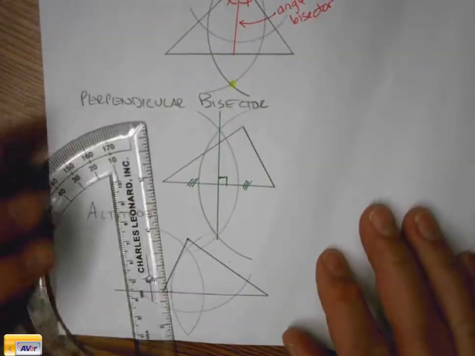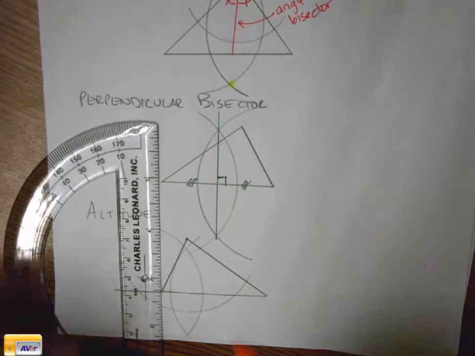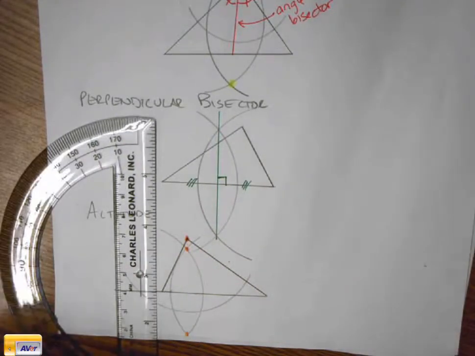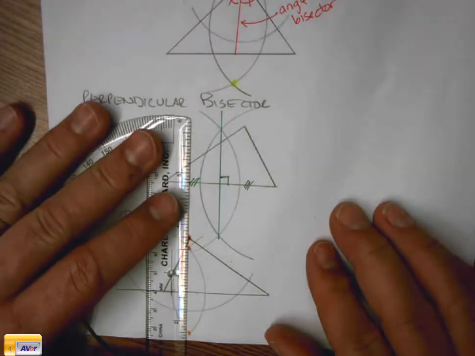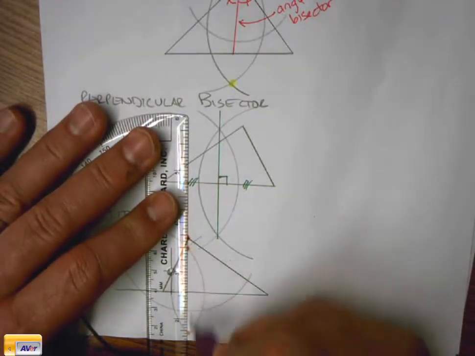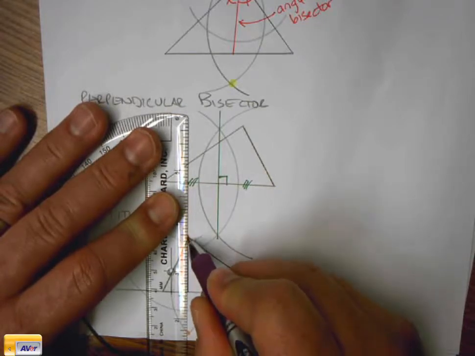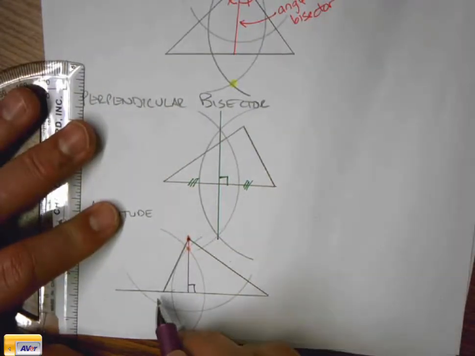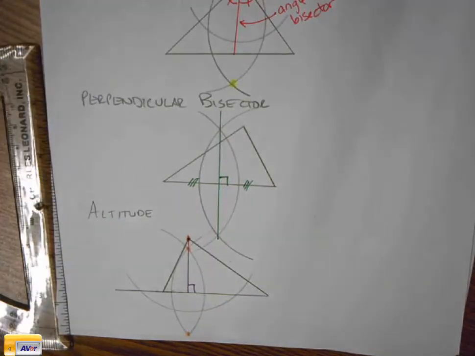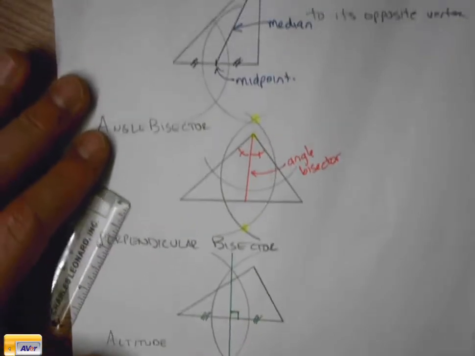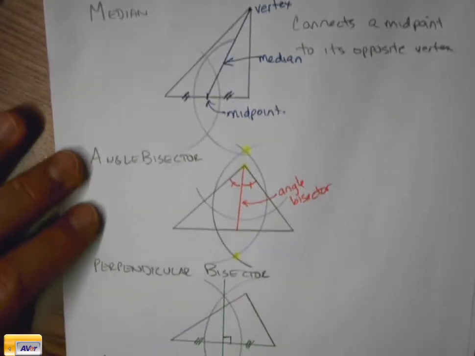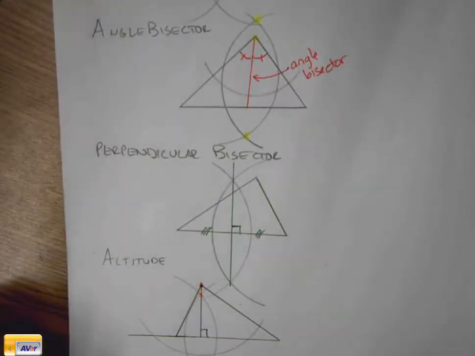Now, if I've done this correctly, what I should find is these 3 points of intersection, my original vertex, this point of intersection, and this point of intersection, should all be collinear. And I should be able to establish a line that comes from this straight up in such a way that it is both perpendicular to the base and through that point exactly. That's called an altitude. This has been the median, angle bisector, perpendicular bisector, and altitudes of a triangle, constructing them by hand.